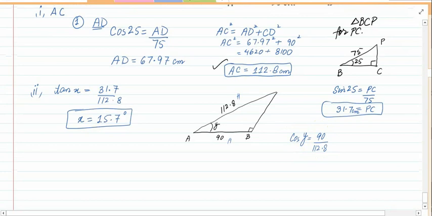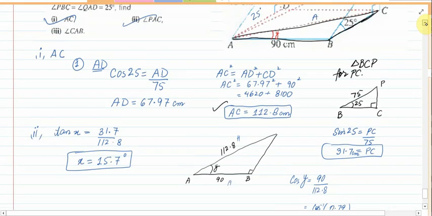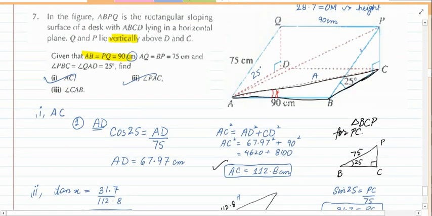So 90 divided by 112.8 is 0.79, and then cos inverse. So cos inverse is 37.07. That is the answer of your last part, right? So we had done all three parts, and I'm sure that now you have a good idea how we are solving 3D shapes or 3D questions.